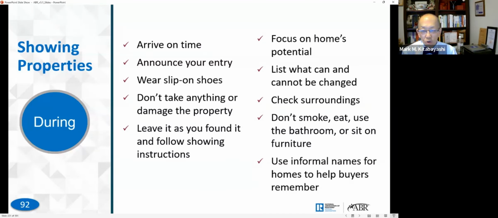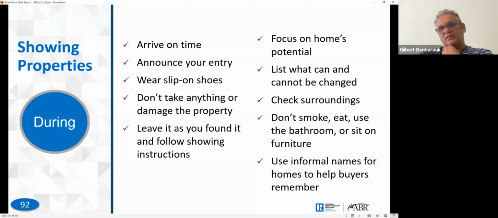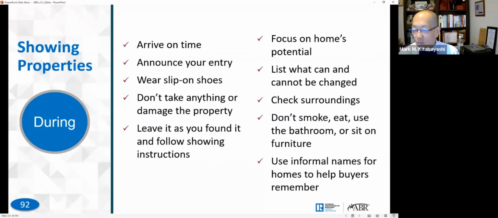So during the showing, arrive on time. Even if the house might be vacant, ring the doorbell and announce that you're here. In most houses in Asia as well, they ask you to take your shoes off, so make sure you wear shoes that are easy to take off, right? And don't take anything or damage the property, of course. That sounds like common sense, but sometimes it's not.